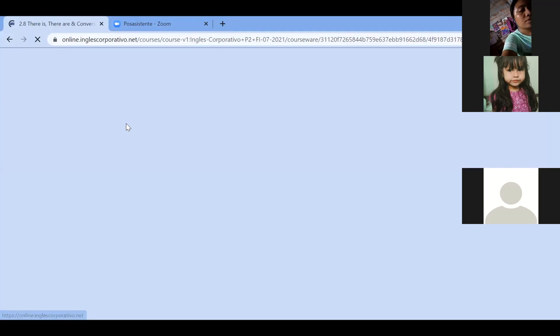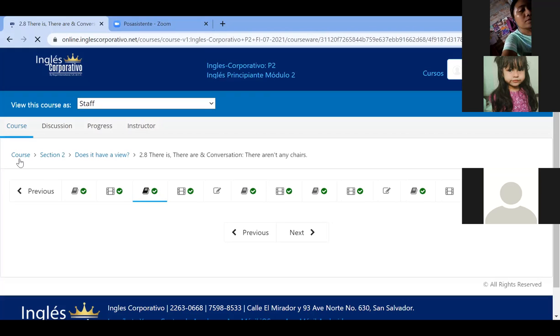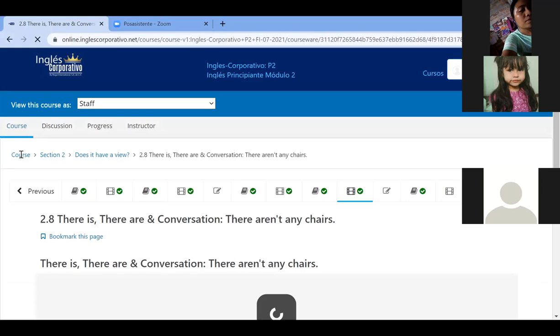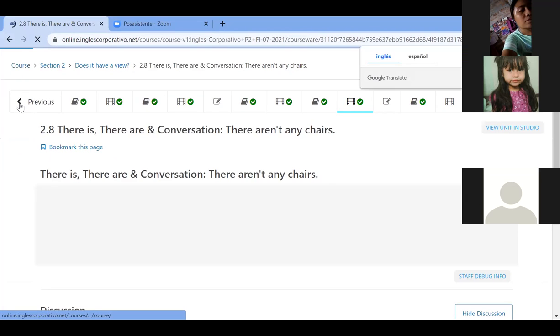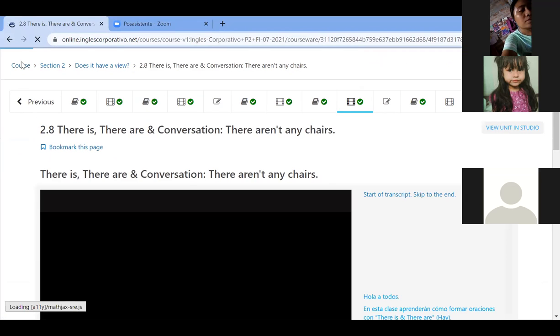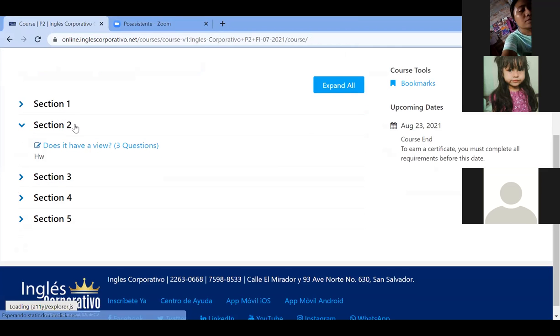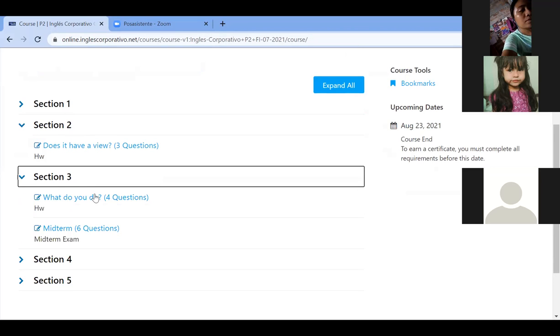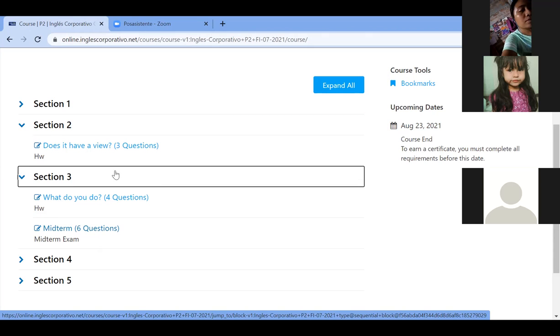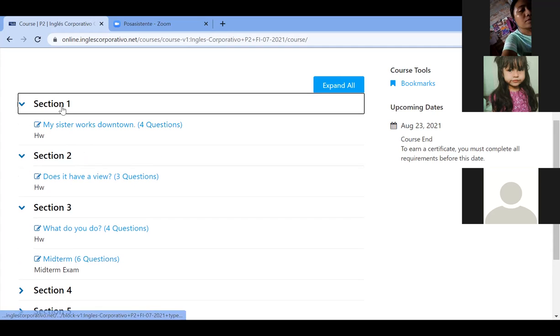Right. Está después de la sección 3, si no me equivoco. Ok, vamos acá en la sección course. Acá está section 1, section 2. And here, section 3. At the end of the section 3, you are going to find this, the midterm exam. Este es el que tenemos que resolver, ¿verdad? At the end of this week, al final de esta semana. So, no se les olvide trabajar en estos ejercicios, por favor.